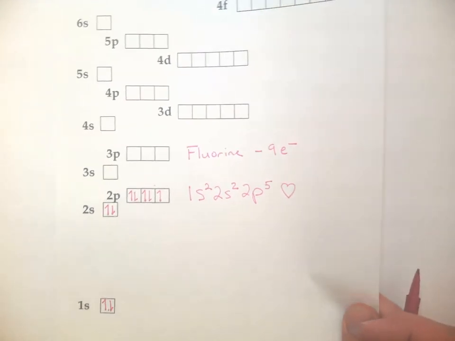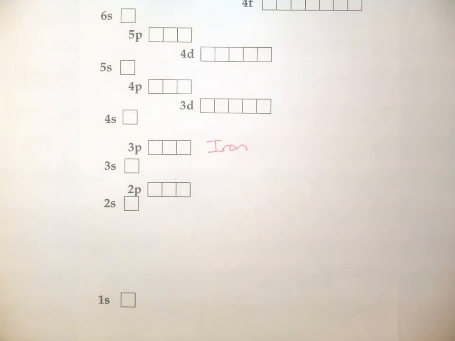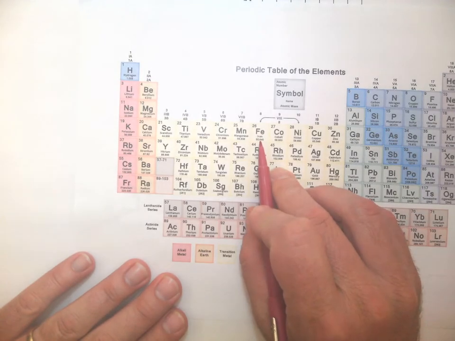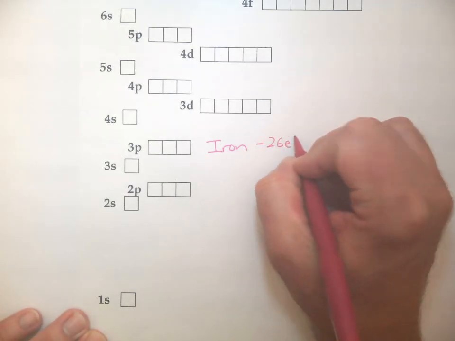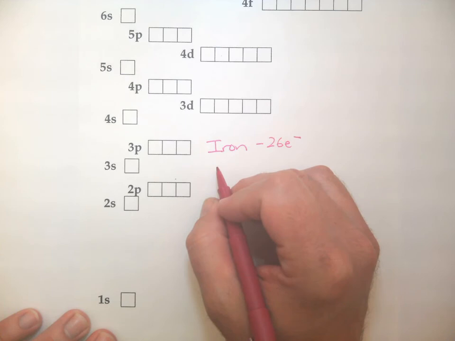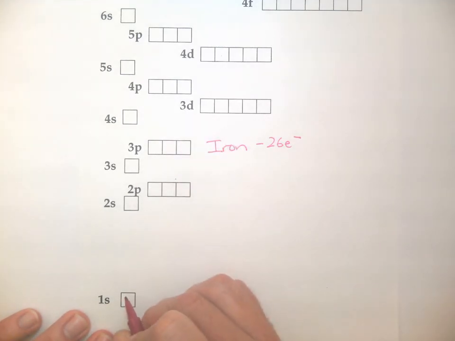Next, let's try an element with a few more electrons than fluorine. Let's do iron. And the important thing to notice is that as we do these, the same pattern applies. No matter how many electrons you have, you're going to follow the same 3 rules. Now, iron is right here in the middle of the periodic table with 26 electrons. And so we just need 26 arrows in our diagram here. So we're going to have to go a little farther than we did for fluorine.